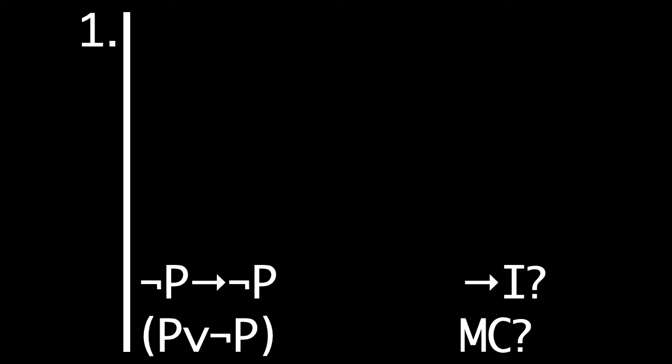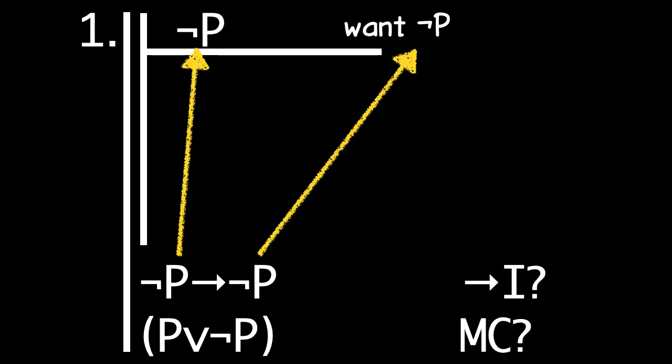So back on line 1, we want to start the right kind of subproof to apply conditional introduction. It calls for a subproof where we assume the left-hand side, which is not P, and we want to end by proving the right-hand side, which is also not P. And I've drawn arrows here just to point out that one not P comes from the left-hand side of the conditional, the antecedent. The other one comes from the right-hand side.